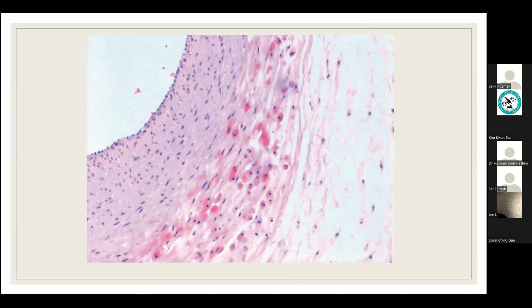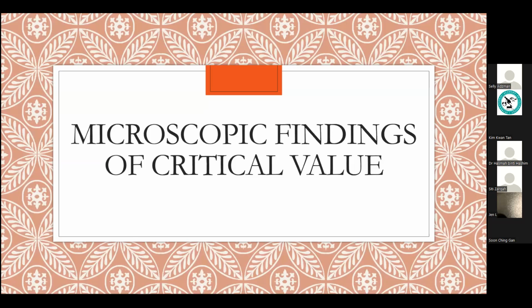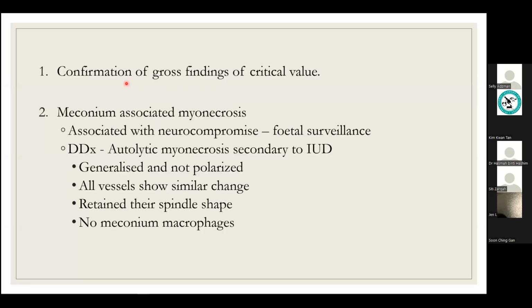Okay. Now we go to the microscopic findings of critical value. First and foremost is the confirmation of the gross findings that I mentioned before. I repeat again, the meconium-associated myonecrosis, because it's associated with neurocompromise or fetal surveillance, because not all meconium-associated myonecrosis will have the umbilical cord ulceration that I showed you before. So probably the child has just been exposed to meconium for a long time.